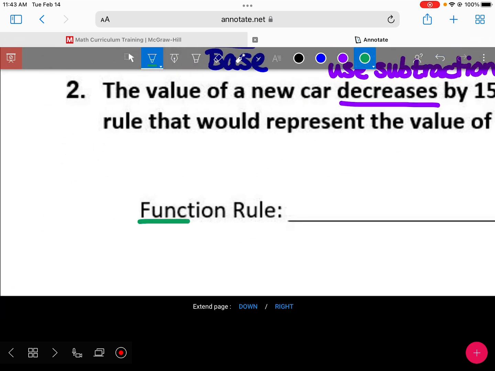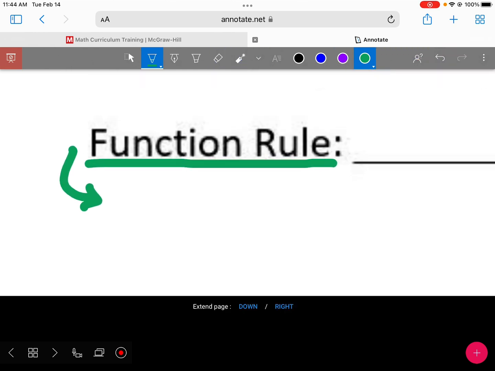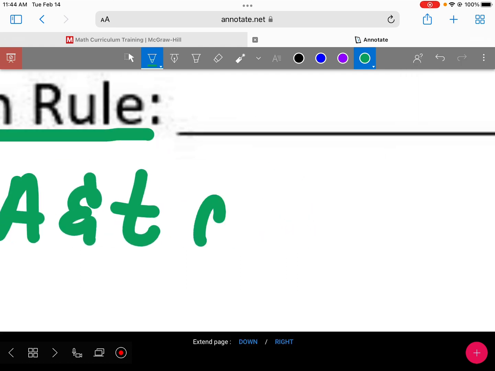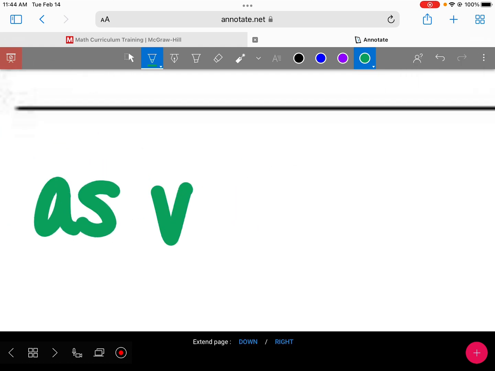It says here that we're going to write a function rule. What did I tell you guys the other day? And I've told you more than once. When we write a function rule, how many letters, how many variables do I need? 2. Which 2? Yes, we will leave A and T as variables, as letters.